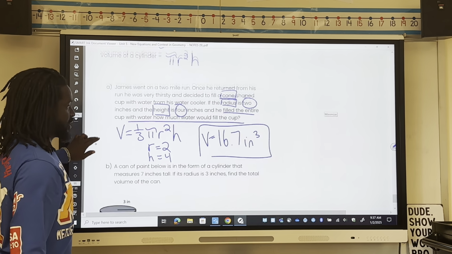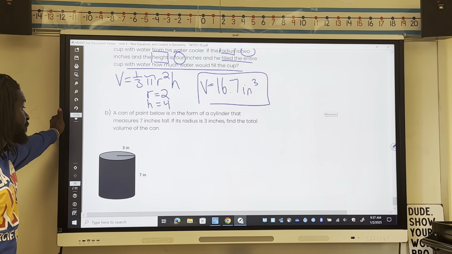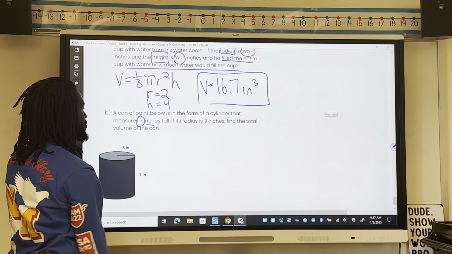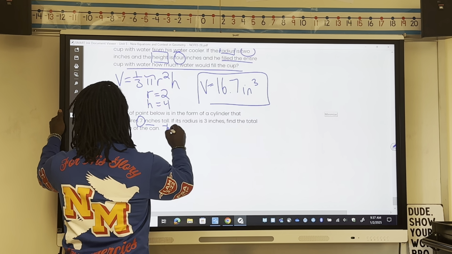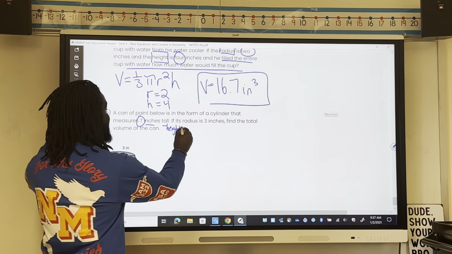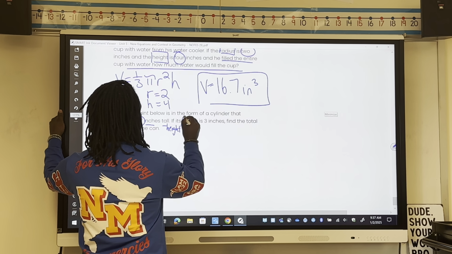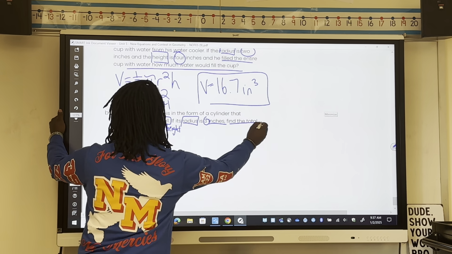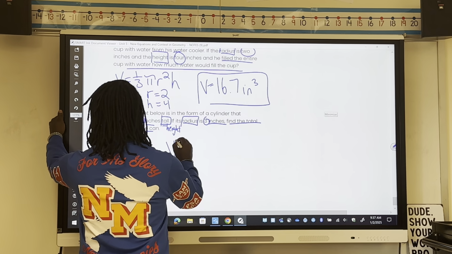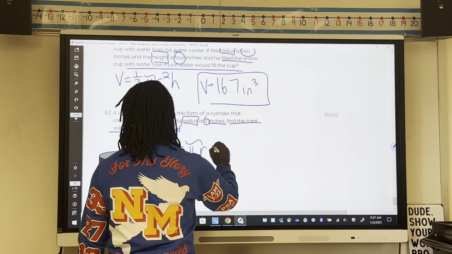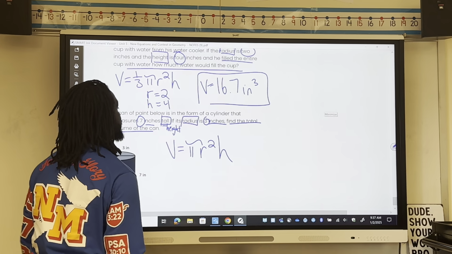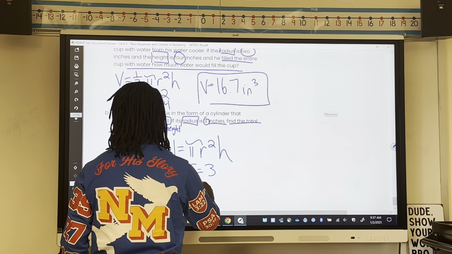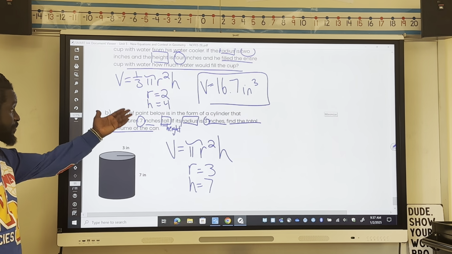All right. And then lastly, a can of paint below is in the form of a cylinder that measures 7 inches tall. Okay, so if it's tall, that's talking about the height. And then the radius is 3 inches, okay? Find the total volume. So we're looking for the volume of the can. So volume is pi r squared times the height. Okay, what is our radius? Our radius is 3. Our height is 7. All right, and then friends, plug in our formula.